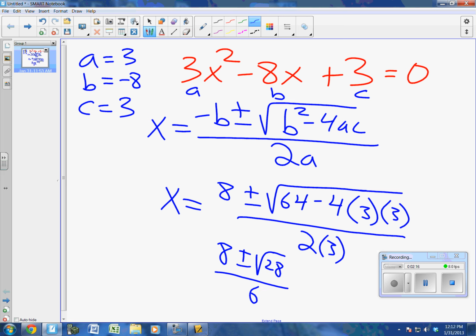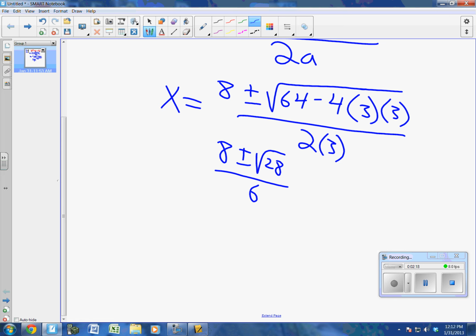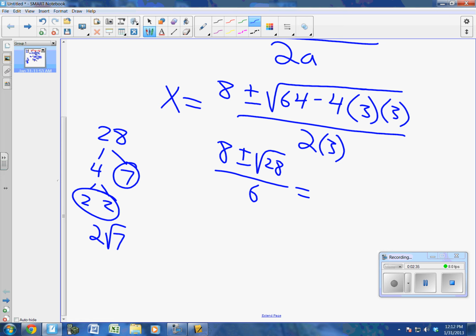Now, some of you guys got it that far, but you got to simplify the square root of 28. What does 28 break down to? We have a pair of 2's and a loner 7, right? So that means it's going to be 2 square root 7, if you guys remember how to break down those. So we have 8 plus or minus 2 square root of 7 over 6, like that. Okay?